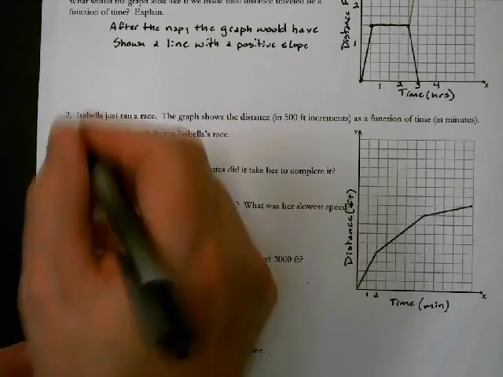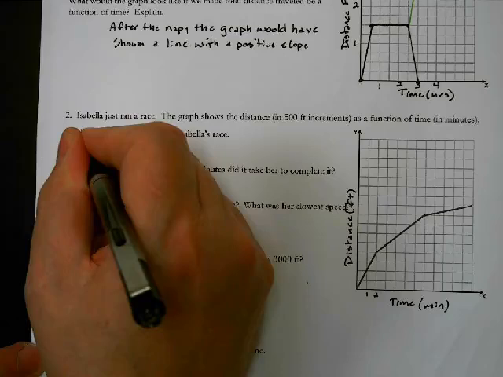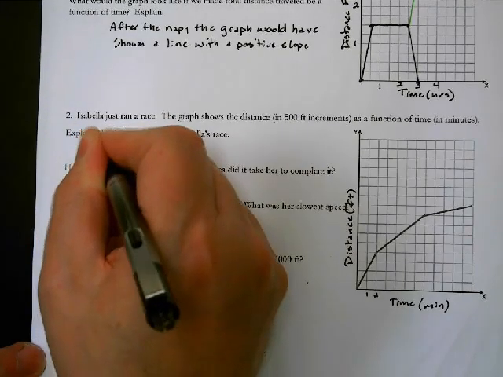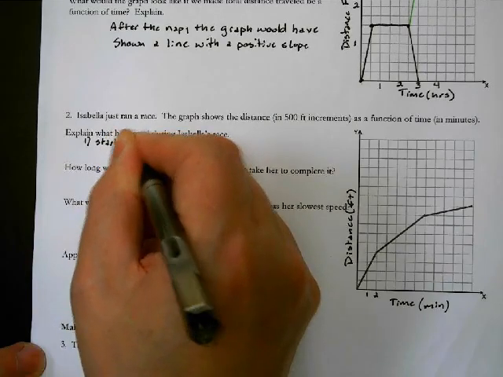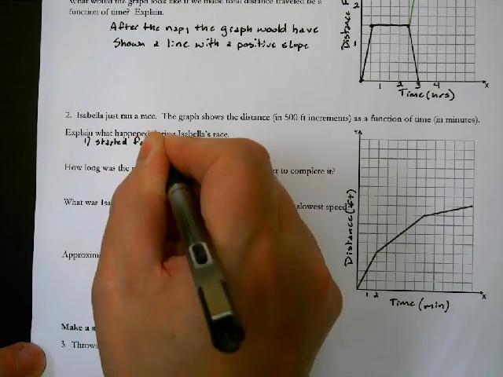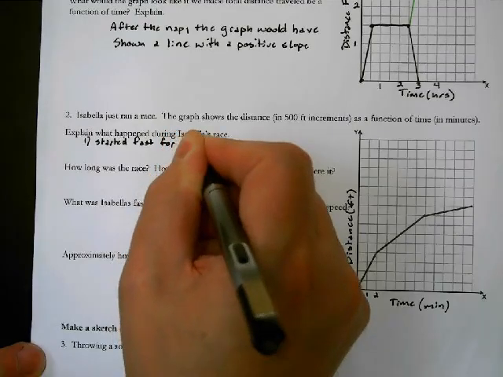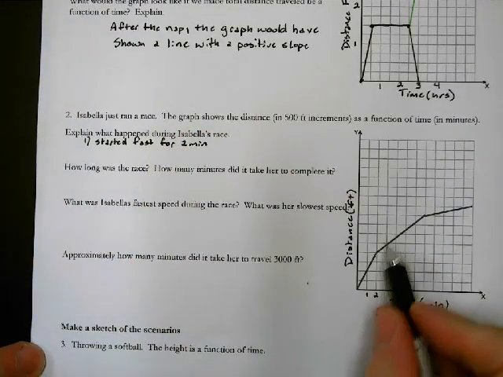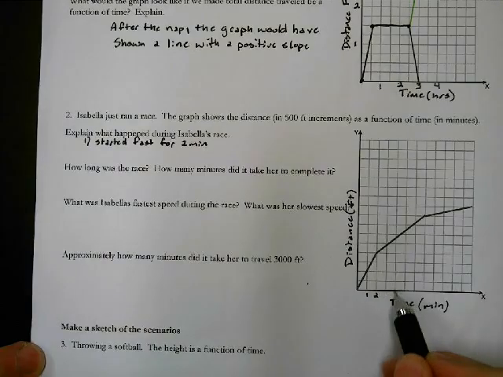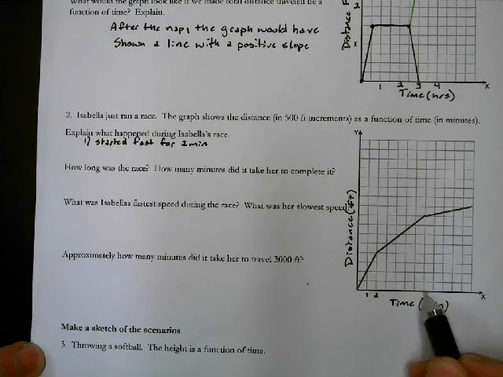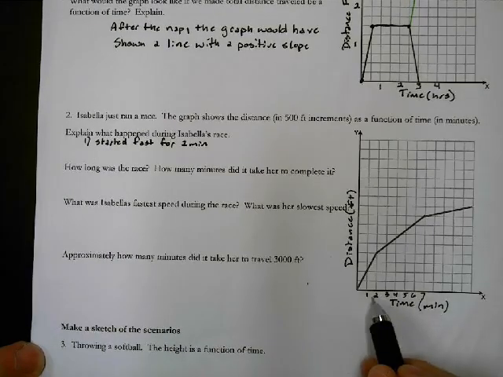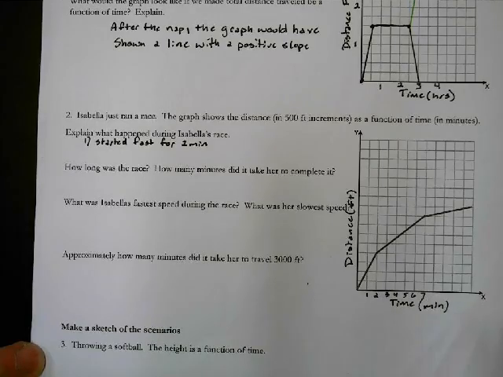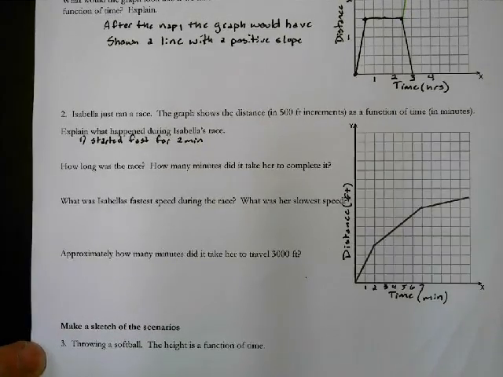So here's what happened. First, she started off fast for 2 minutes. Then in this next section, there's 1, 2, 3, 4, 5 minutes. So from minute 2 until minute 7, that's a 5-minute increment there. It looks like she slowed down for 5 minutes.